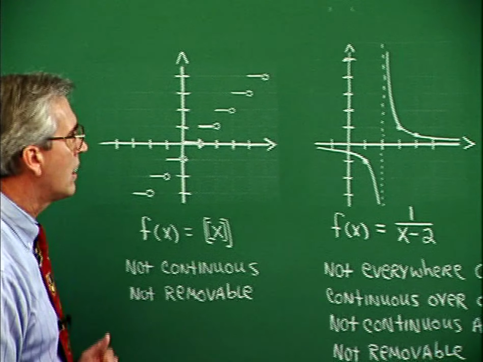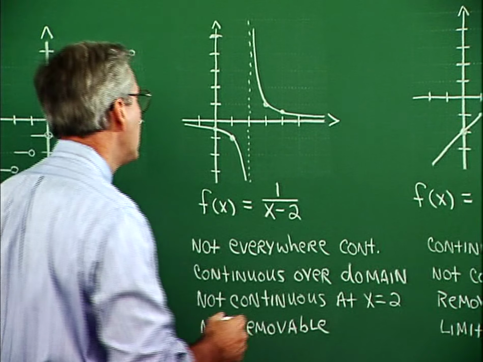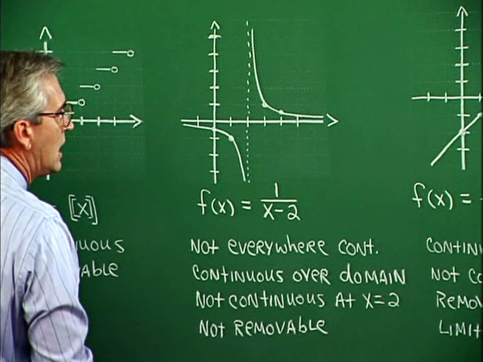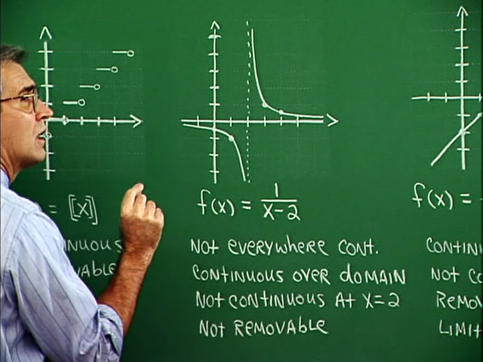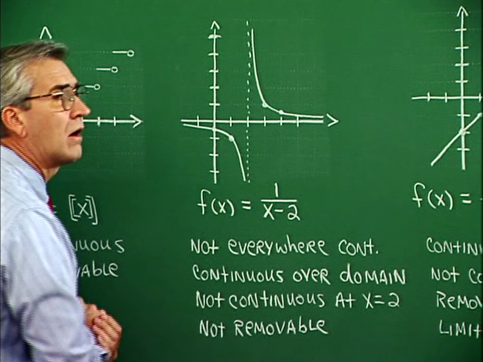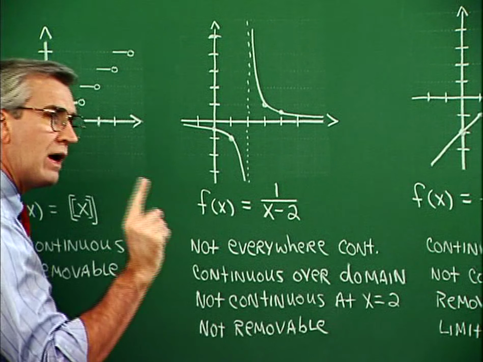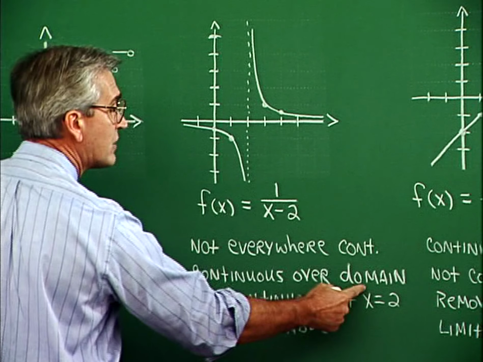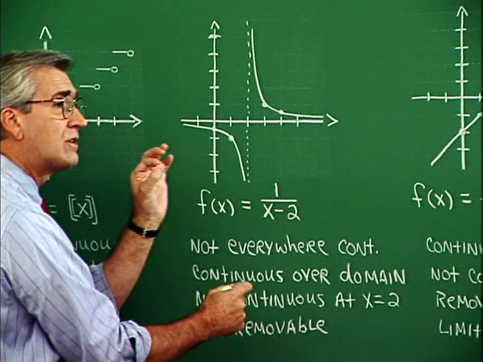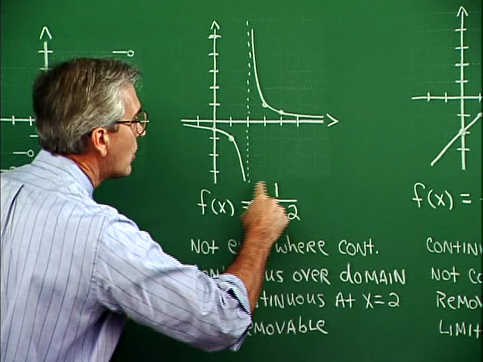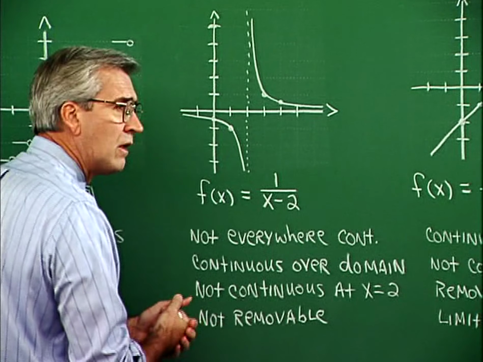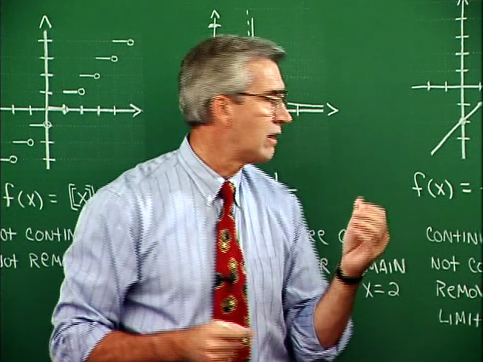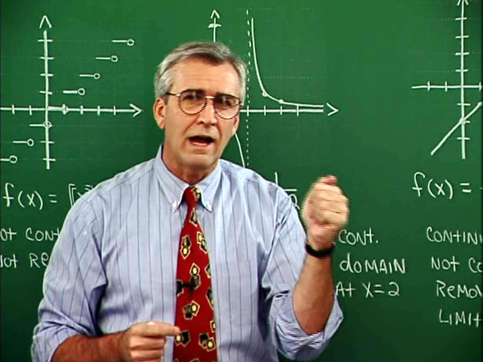In this one, this is a rational function, and in this circumstance we have a vertical asymptote. So this function is not everywhere continuous. However, and this is kind of interesting, we can say that it's continuous over its domain. You see, over its domain. Remember, the implied domain, the implicit domain, the values of x for which this function makes sense. For what values does it make sense?